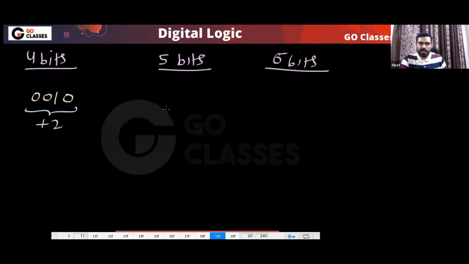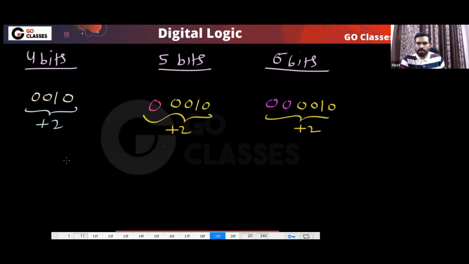In 5 bits, how to represent this? Very simple. I will put a 0, and the data will stay as it is, 0, 0, 1, 0. In 6 bits, I will put 0, 0 and then 0, 0, 1, 0. You can notice this is also plus 2. So there is no problem here.